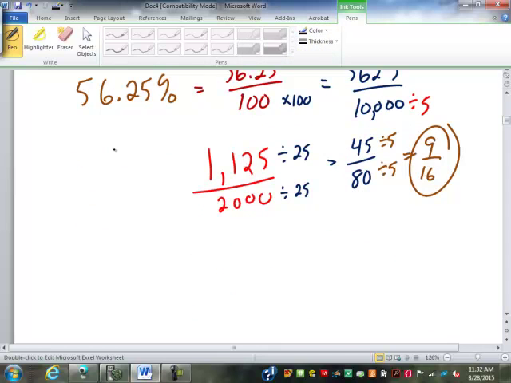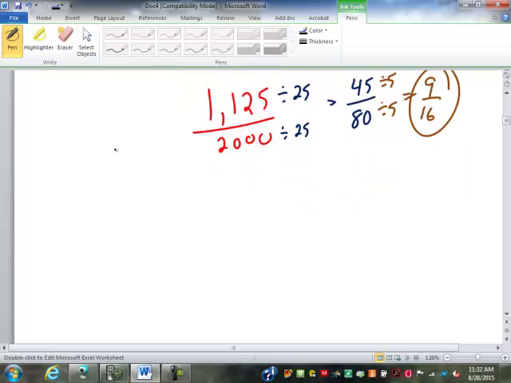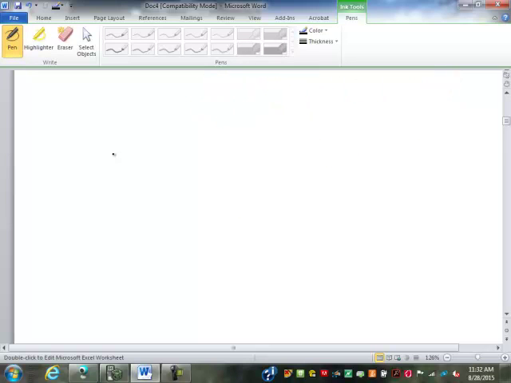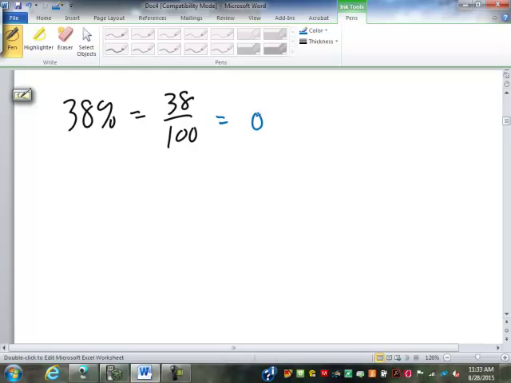Okay, so we can do our conversions from a percent into a fraction. Let's go the other direction now. Let's go from a percent into a decimal. If we have 38% and we want a decimal, we know that means 38 out of 100. If I was going to convert that from a fraction to a decimal, I'd just divide. 38 divided by 100, which is 0.38.